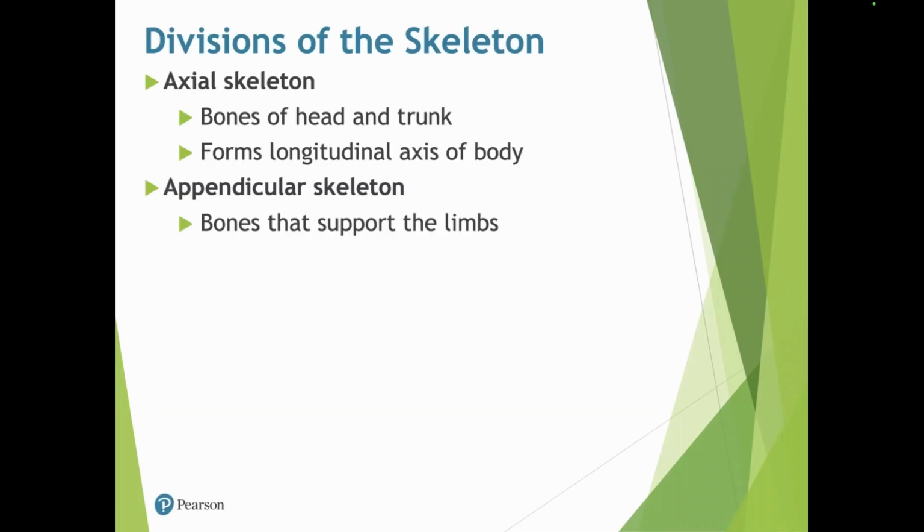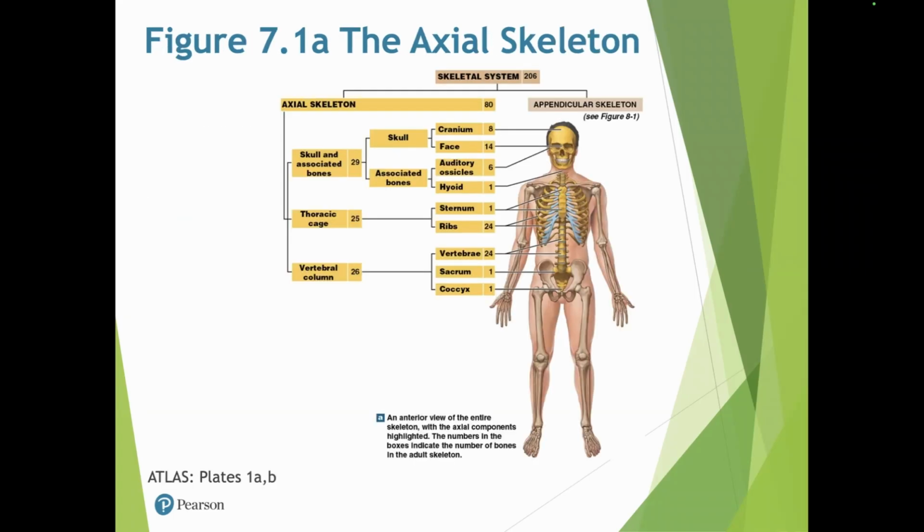Let's talk about the axial skeleton versus the appendicular skeleton. That's going to be for a different video. The axial skeleton is going to include the bones of the head and the trunk. They're going to form the longitudinal, the long axis of the body. The appendicular skeleton is going to be the bones that support the limbs. A lot of times we think just the limbs, but it's also the bones that support the limbs.